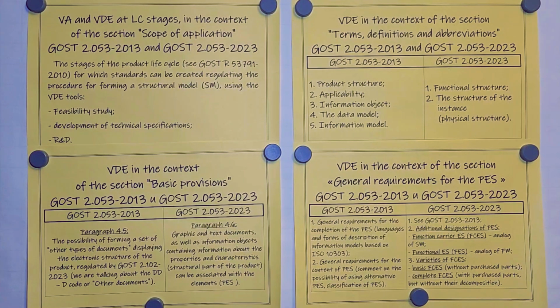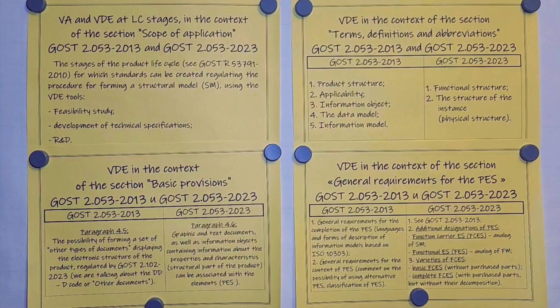The 2013 standard contains two sections: general requirements for the implementation of product electronic structure and general requirements for the structure of product electronic structure. In the section on general requirements for the completion of the product electronic structure, in the context of the requirements for uniformity of presentation of product electronic structure, as well as the languages and forms of description of information models used, reference is made to the ISO 10303 series standards, which will be discussed below.